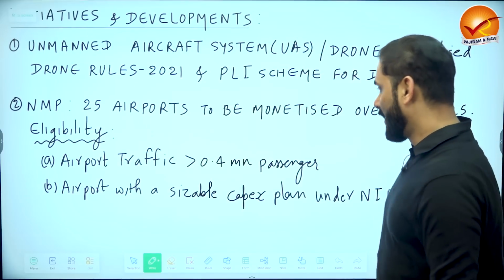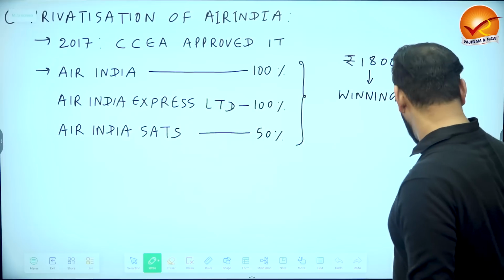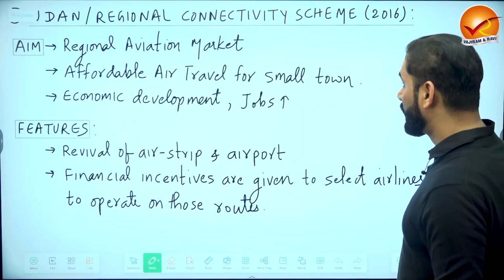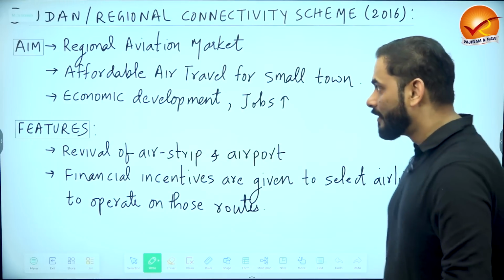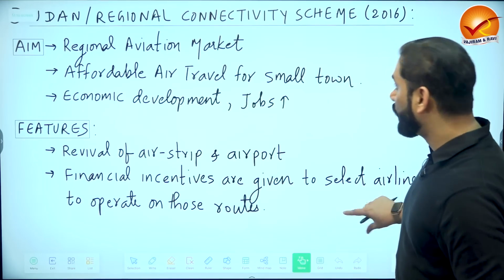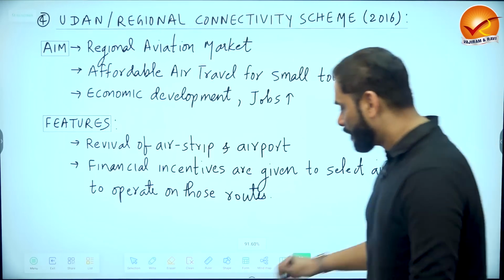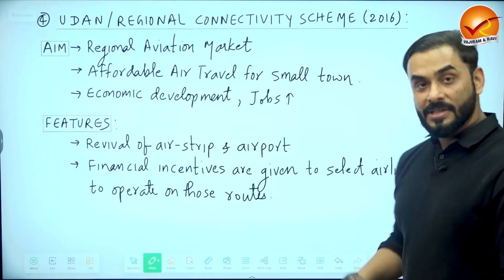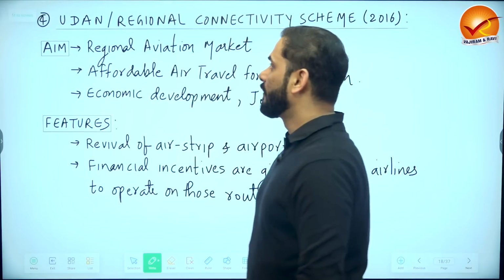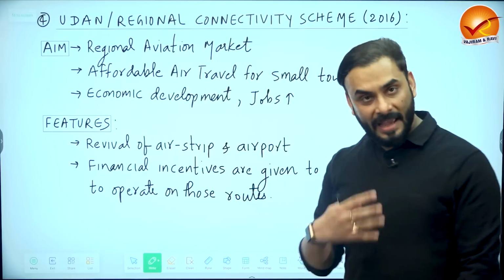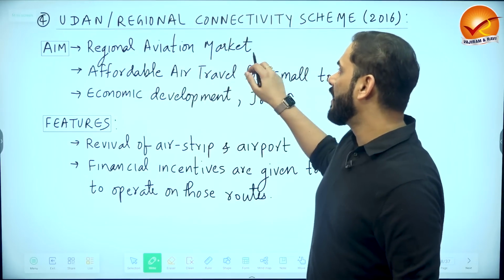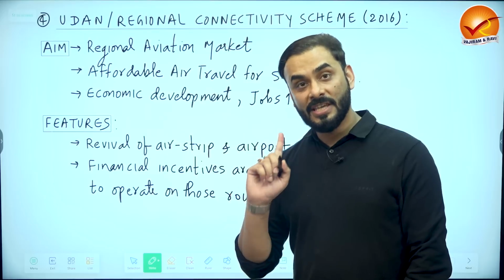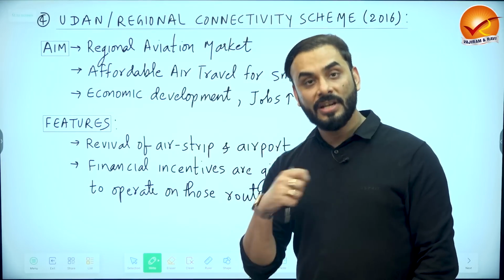So guys, first of all, let me show you this scheme, this one. So this scheme is called as UDAN. See, what is this scheme? UDAN, or Regional Connectivity Scheme 2016. All right. So what is the aim of this scheme? As I told you, regional aviation market. So this scheme wanted to promote regional aviation market.